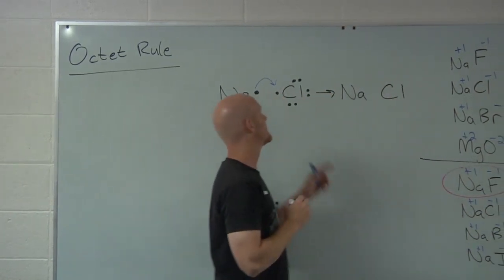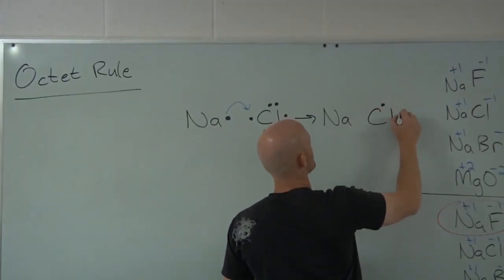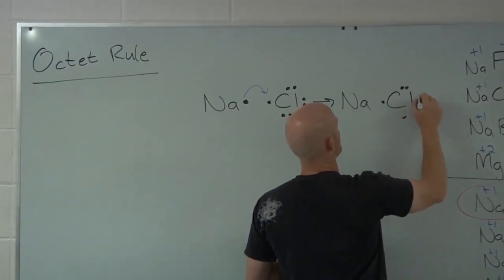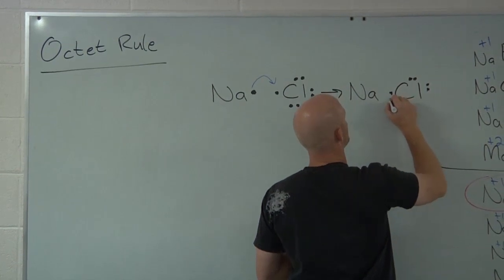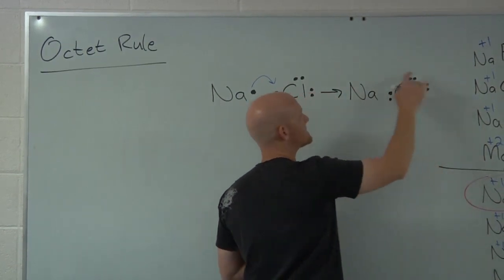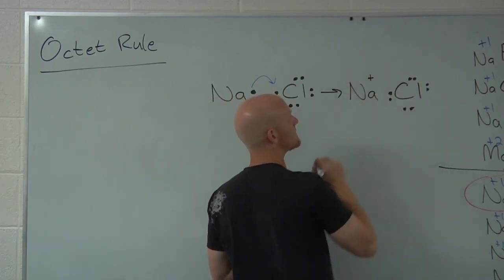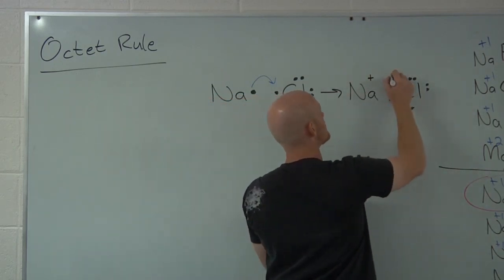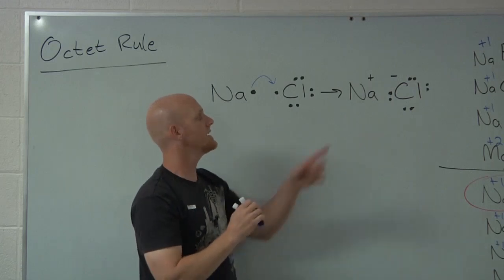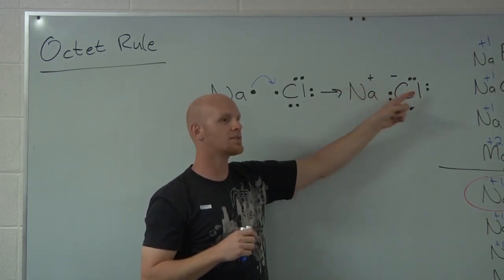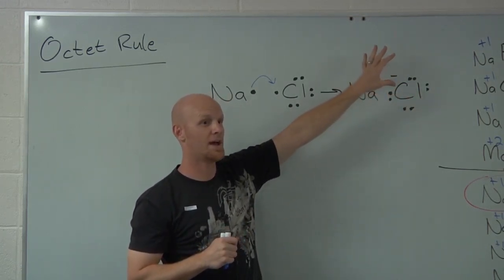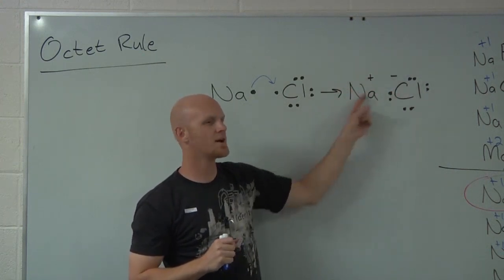Chlorine, on the other hand, gaining an 8th electron, now has a filled octet as well. But now we have charges. Sodium lost an electron, so sodium has a positive charge. Chlorine gained an electron, so now chlorine has a negative charge. And the interaction between a positive and a negative ion is called an ionic bond. There's your ionic bond.